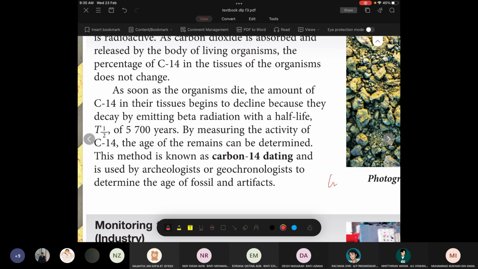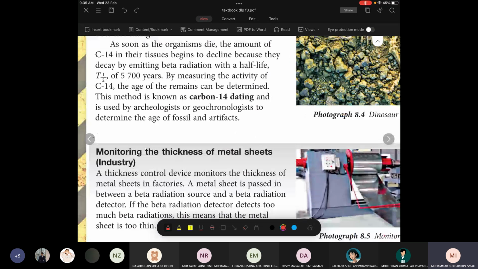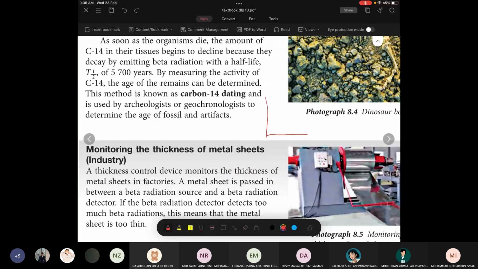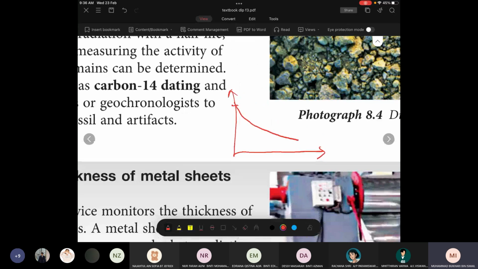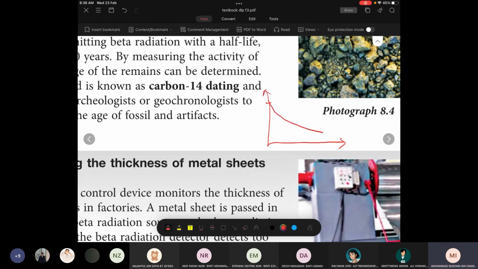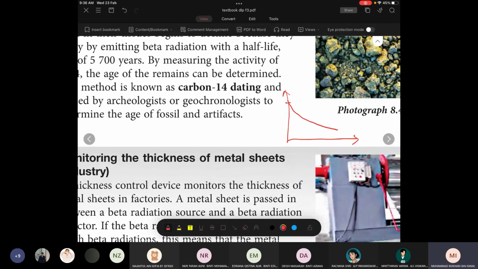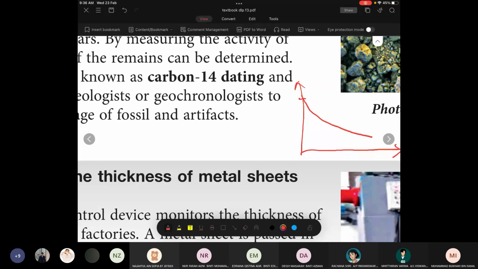Okay, so we have learned about the graph, remember? You still remember this graph? The half-life graph. Like this. So this is the time when the cell dies, and then the amount of carbon 14 will decrease slowly, like this. You can see the curve here. So you will be able to know that half. Okay, for example, this is M.